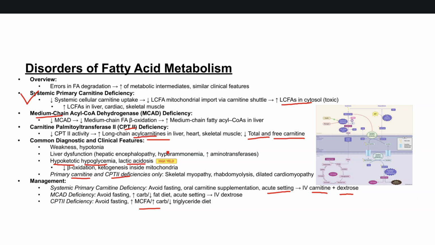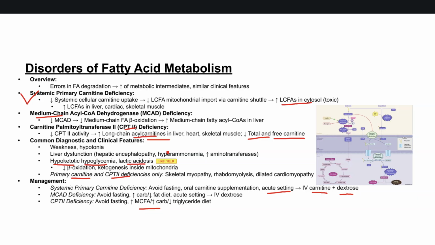Systemic primary carnitine deficiency: don't let them fast, because that's when beta oxidation happens. Within the fasting state, you're going to have the most beta oxidation. And within the acute setting, give them carnitine and give them dextrose, right? If you supply that deficient person with carnitine, it's going to help them. And give them dextrose so they slowly go from the fasting state to the fed state.